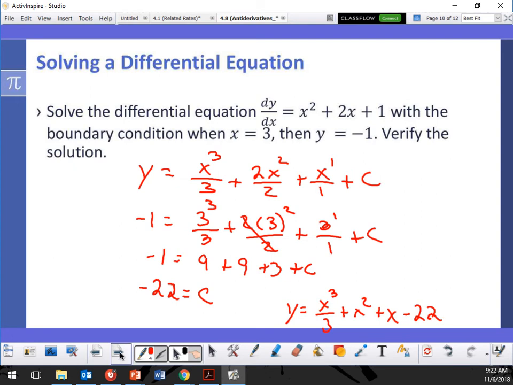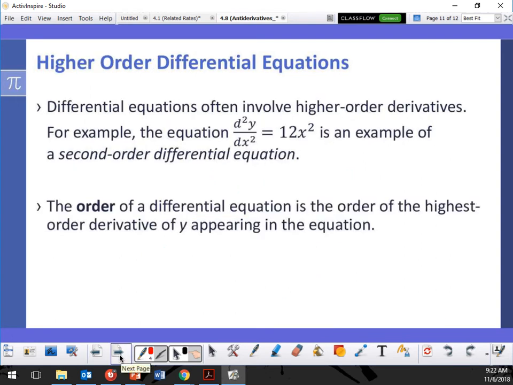All right, so differential equations often involve higher order derivatives. For example, the equation, that's the second derivative, is equal to that. This is an example of a second order differential equation. The order of a differential equation is the order of the highest order derivative of y appearing in the equation.